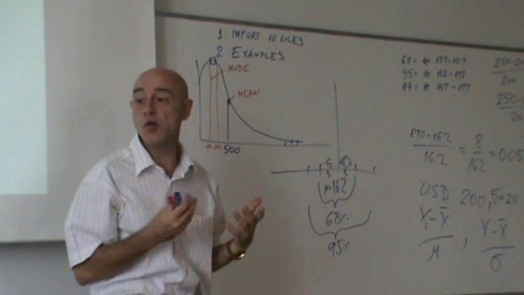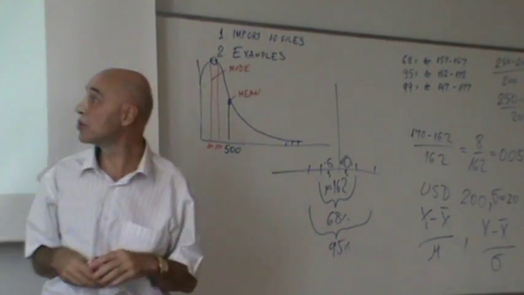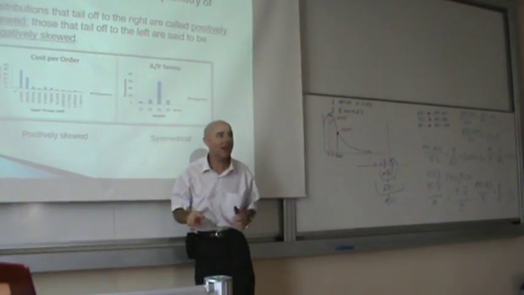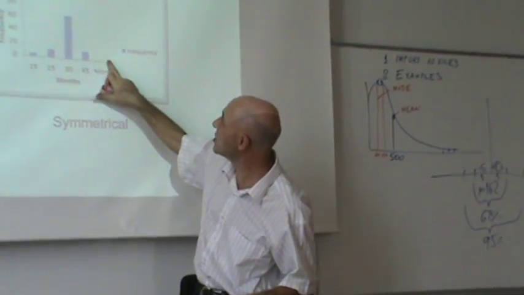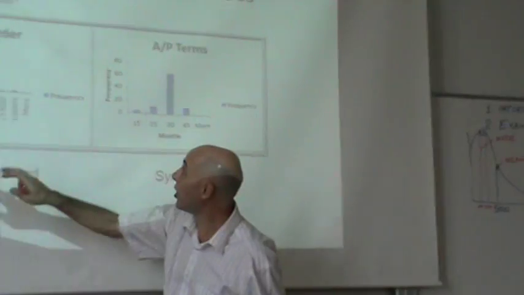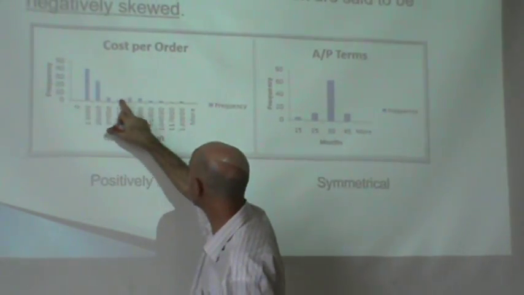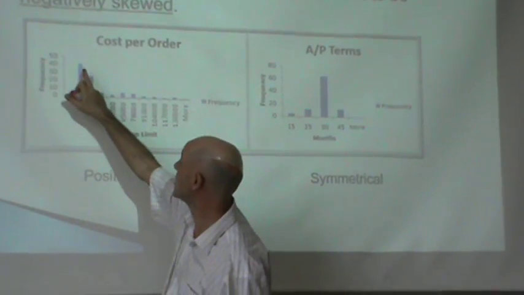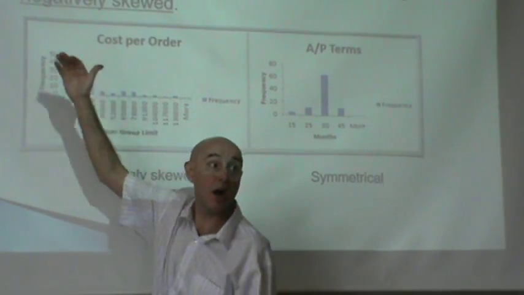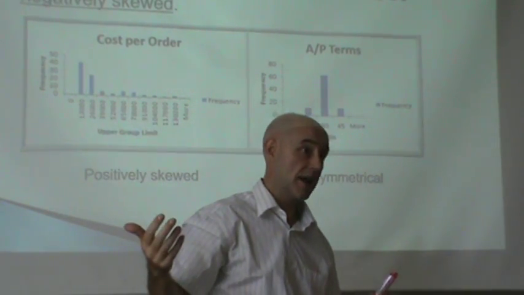So you want to know how skewed the distribution is. Well, this distribution here is relatively symmetric. I mean, you want to have a little bit here, but overall it's symmetric. Well, this distribution here is very asymmetric. It is very skewed to the left. Most of the observations are on the left.